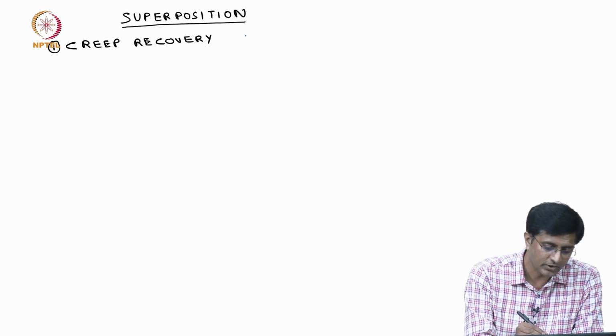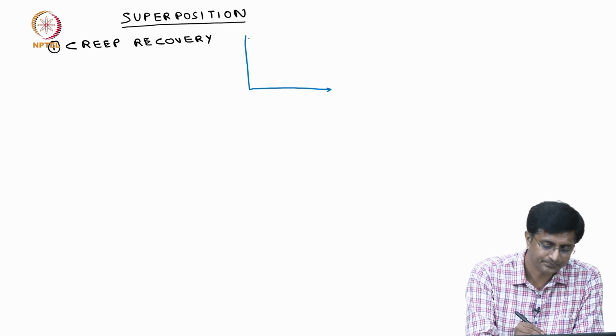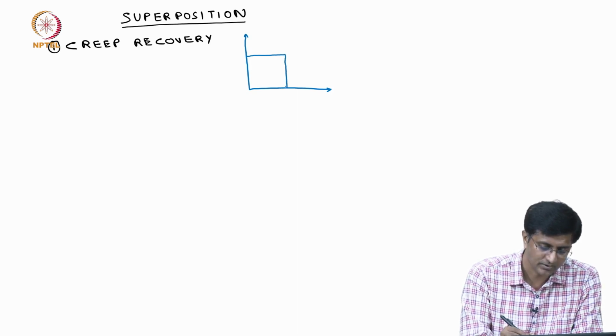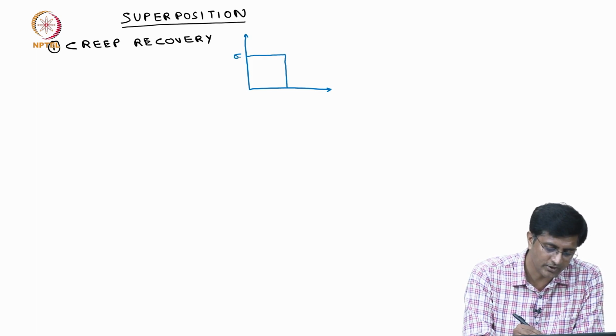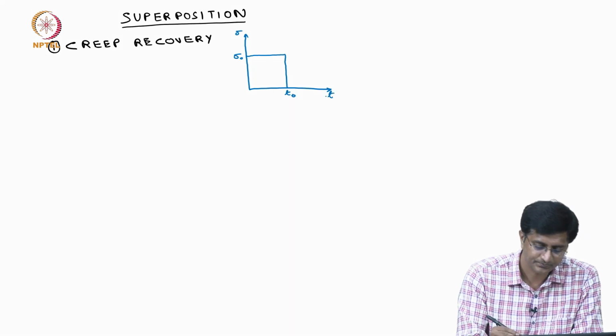So, we know for creep recovery the nature of the loading is, we apply a constant stress and remove the stress at an instant. So, the constant stress applied is sigma naught and it is removed at time t naught.